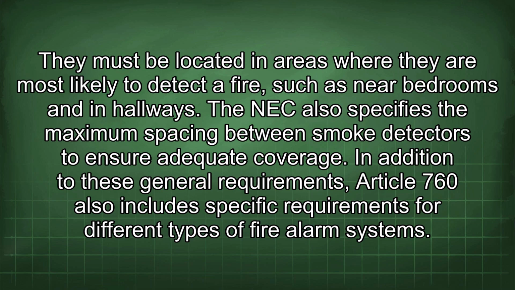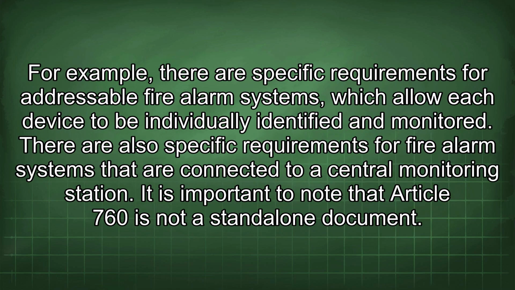In addition to these general requirements, Article 760 also includes specific requirements for different types of fire alarm systems. For example, there are specific requirements for addressable fire alarm systems, which allow each device to be individually identified and monitored. There are also specific requirements for fire alarm systems that are connected to a central monitoring station.